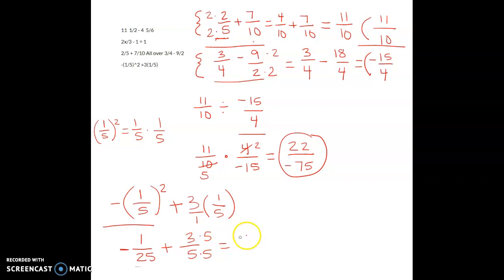Okay, so we're still going to have negative 1 over 25 plus 15 over 25. Now when we add these, remember, leave the denominator the same, and then we'll have negative 1 plus 15, which becomes 14 over 25. We look, can we simplify anything there? No, so that's our final answer.